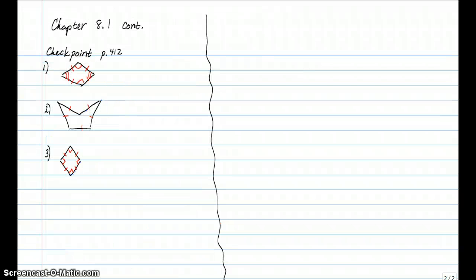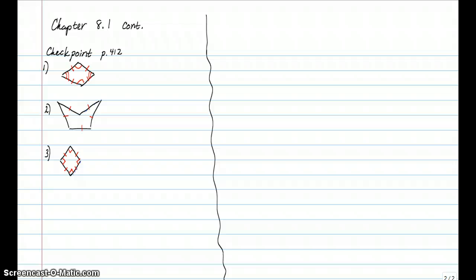Okay, continuing on with chapter 8.1, classification of polygons. This is checkpoint activity on page 412. There's 1, 2, and 3. I would ask that you draw those figures, and go ahead and pause the video, then draw the figures, then turn it back on, and we'll go ahead and do number 1 together.